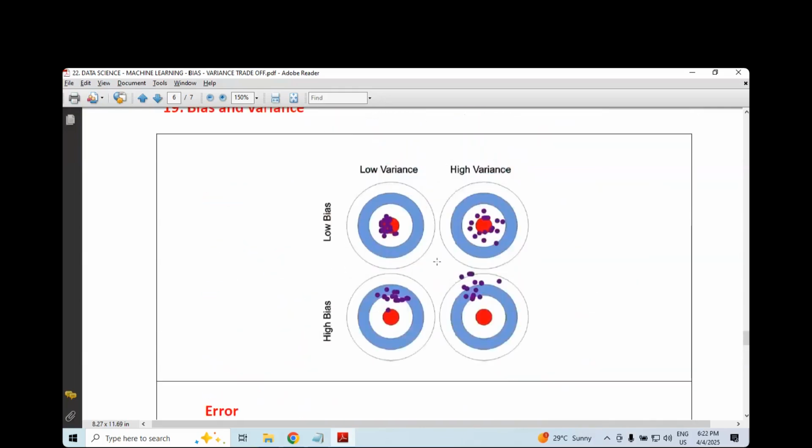Out of the four combinations, during an interview they will definitely ask you to explain bias and variance. First, you need to draw this diagram.